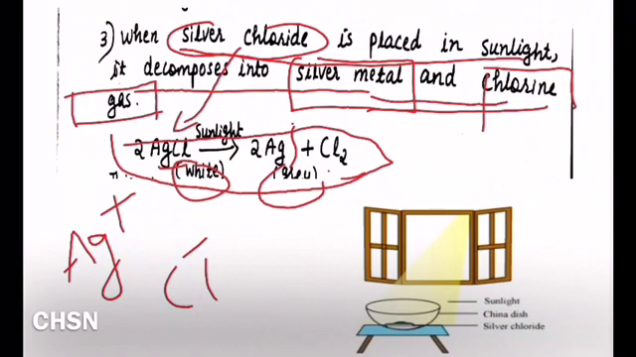And again, for this reaction, if you heat the silver chloride, or if you mix silver chloride in water or any other condition, the decomposition will not take place. For this, the condition is sunlight. We have to place silver chloride in sunlight. Then only this decomposition takes place.